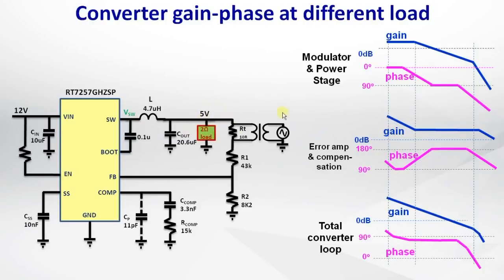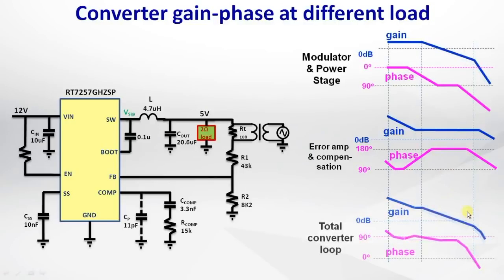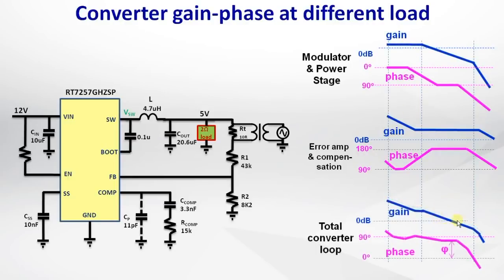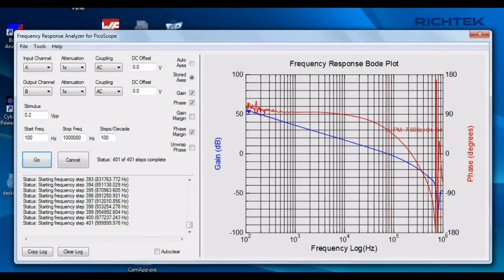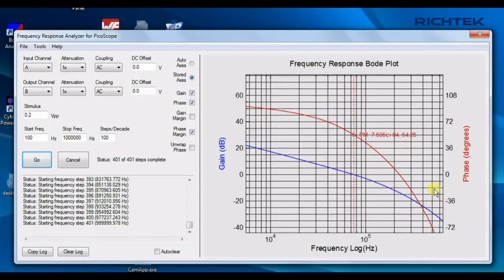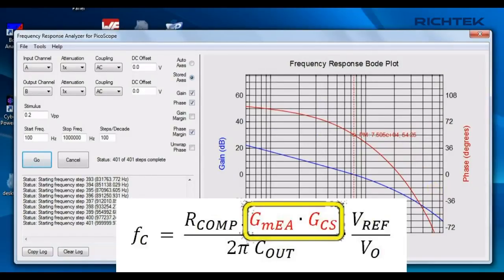You would expect that at higher load, the load pole will shift to a higher frequency and result in higher crossover frequency. But this is not the case, because higher load will also reduce the modulator gain and the crossover frequency will remain unchanged. An actual measurement at higher load shows a lower crossover frequency and better phase margin. This is caused by temperature drift of IC internal parameters due to the higher silicon die temperature at higher load.